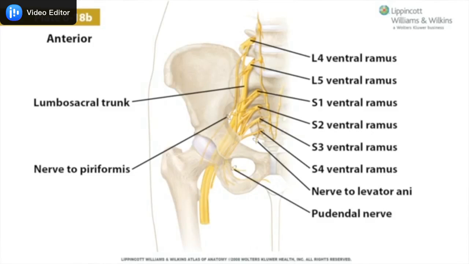The pudendal nerve carries contributions from S2, S3, and S4. It enters the gluteal region through the greater sciatic foramen, but does not innervate anything in there. Instead, it leaves the gluteal region through the lesser sciatic foramen and enters the perineum.